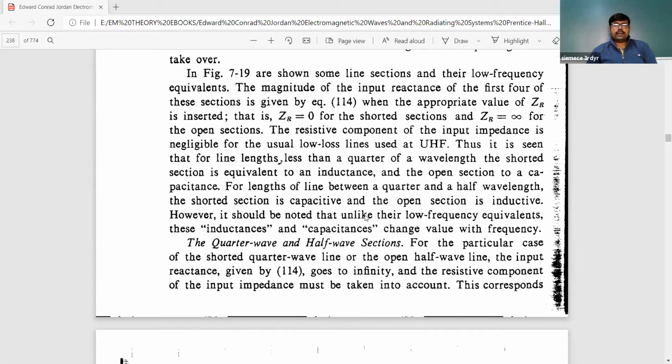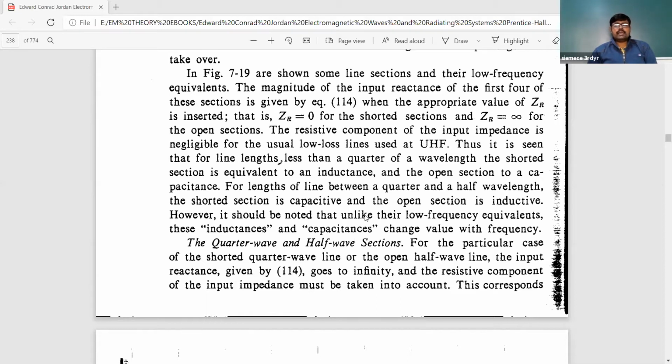we'll see another point, that is when the appropriate value of ZR is inserted. That is ZR equals 0 for the short circuit. We know this kind of association, we have already seen it. ZR equals 0 for the shorted section and ZR equals plus infinity for the open section. So for the shorted section and the open section, we have seen the appropriate value of ZR.